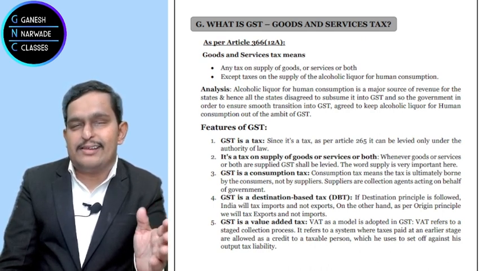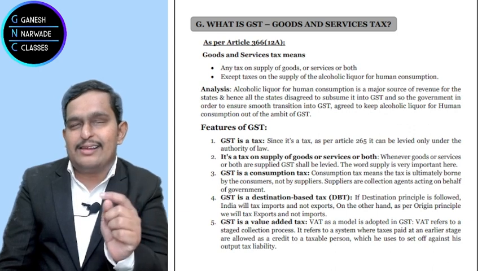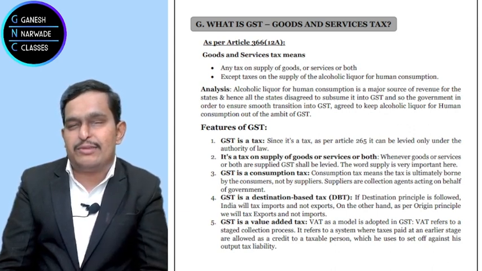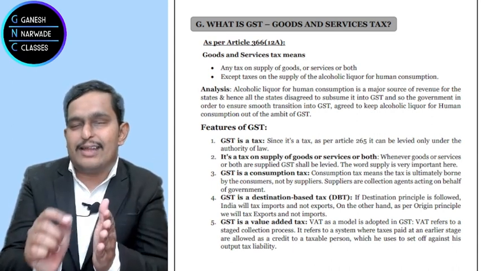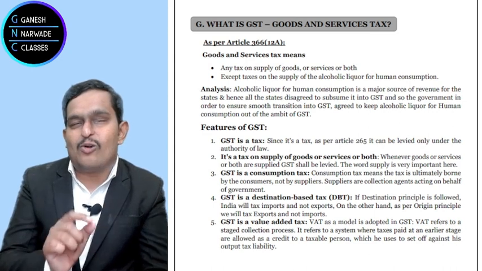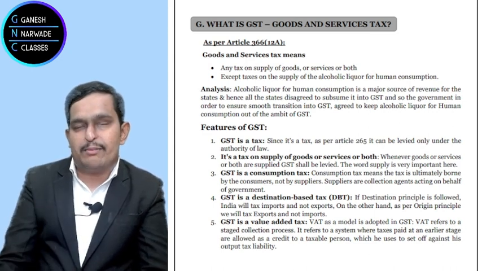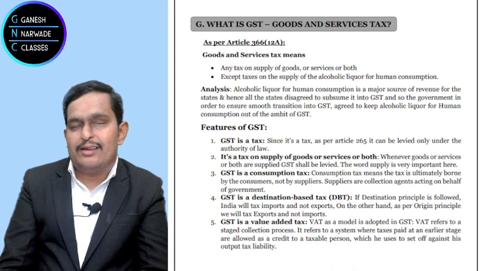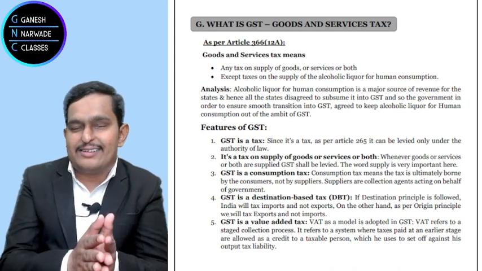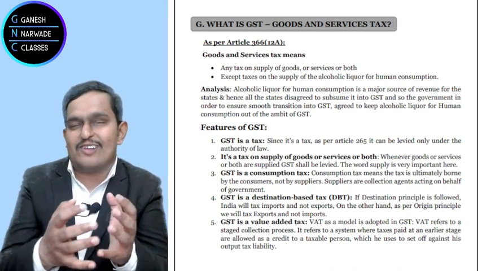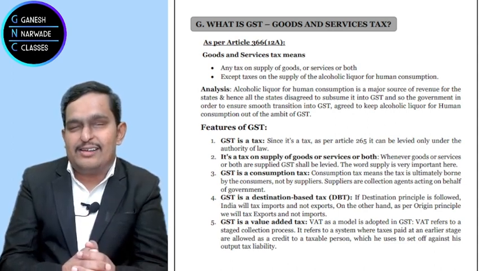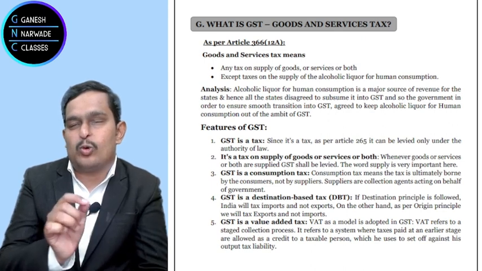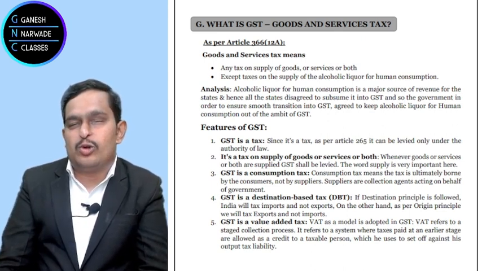So what is GST? As per Article 366 12A, in the MCQs they will ask, okay, what they will say, that GST is a tax on goods and services other than alcoholic liquor for human consumption. So you understood why? Because some states like Telangana get a lot of tax collection from wine, right?